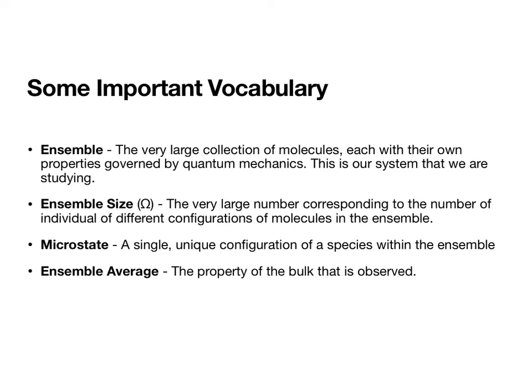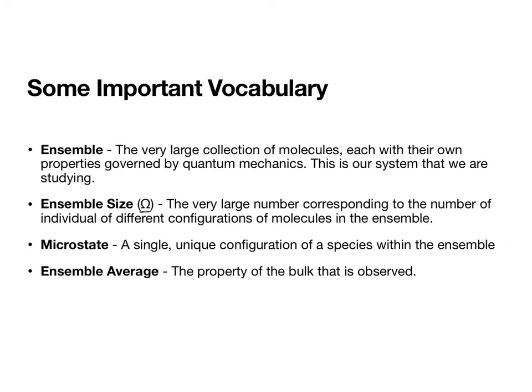Ensemble size, which we define with the symbol omega, is the large number corresponding to the number of individual configurations of molecules in the ensemble. We're going to talk more about this in a minute, but it's a number. It's the number of different ways that the ensemble can orient itself.